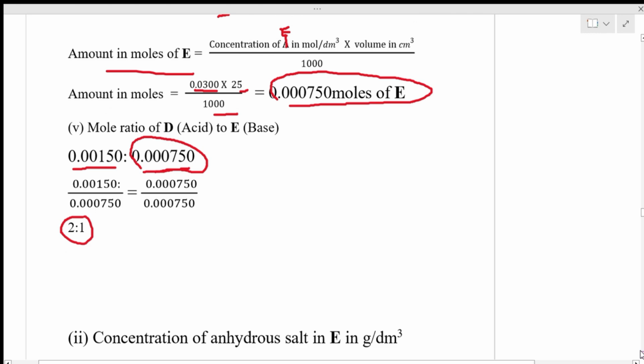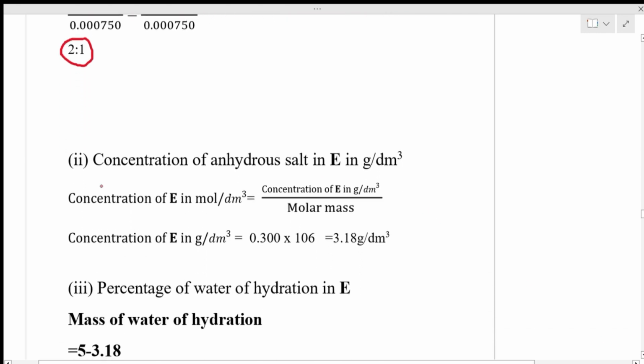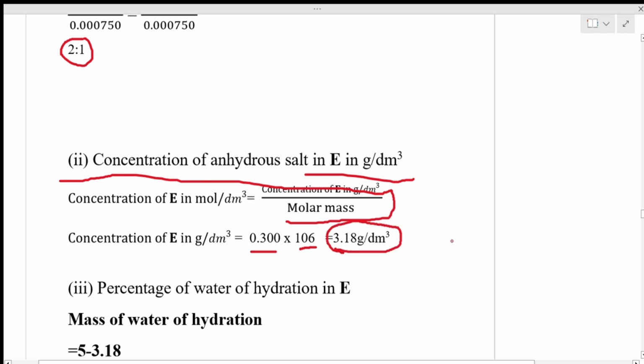Okay, let's quickly go to the next question. The next question is to calculate the mass of anhydrous salt in E. You can also use this formula to do that. The value of anhydrous has been given to be 106. Check the question, if it's not given, anhydrous given is 106. Multiply by the value of E given. When you multiply, you have 3.18 gram of the dry salt.